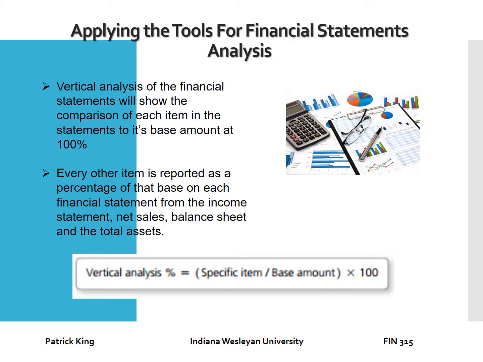First tool is vertical analysis. Vertical analysis of the financial statements will show the comparison of each item in each statement to its base amount at 100%. Next, every other item is reported as a percentage of that base, and of each statement, from the income statement, net sales, and balance sheet, total assets. Below is the formula used to calculate the vertical analysis percentages for this tool.